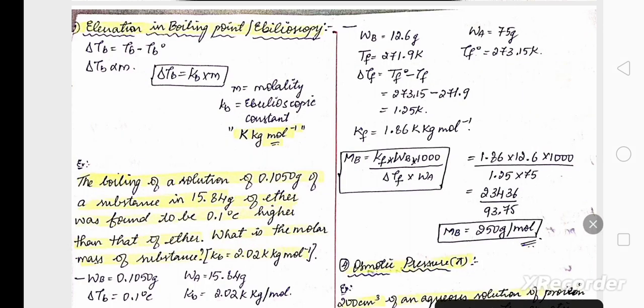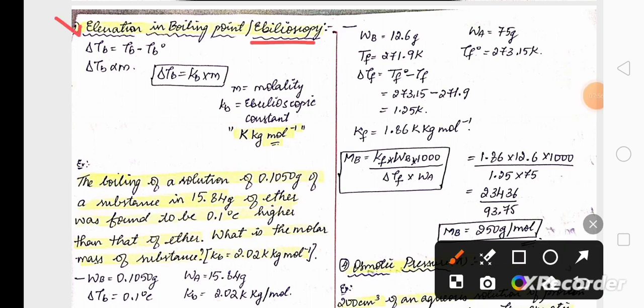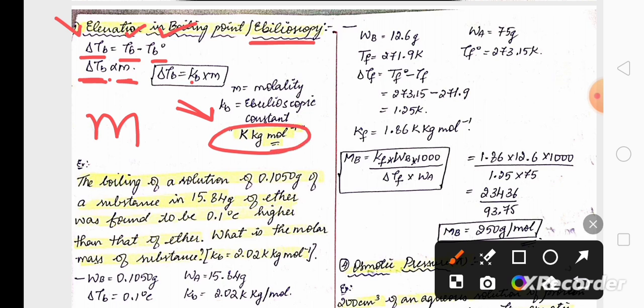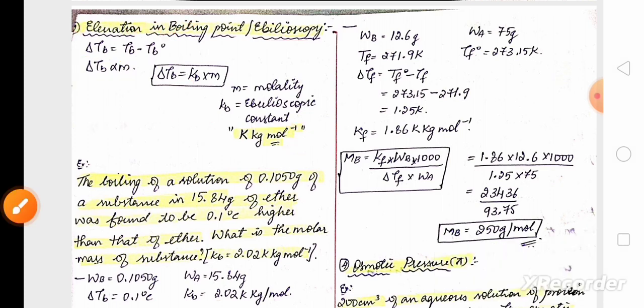The second colligative property we have is elevation in boiling point or ebullioscopy. Whenever we add a non-volatile solute into a volatile solvent, the boiling point is going to increase, and that can be calculated with delta Tb. Delta Tb is equal to Tb minus Tb0, where Tb is the boiling point of solution and Tb0 is the boiling point of pure solvent. How much the boiling point has increased, delta Tb, is directly proportional to molality. Small m is molality, and the proportionality constant is Kb. Kb is the ebullioscopy constant or molar elevation constant, whose unit is Kelvin kg per mole.